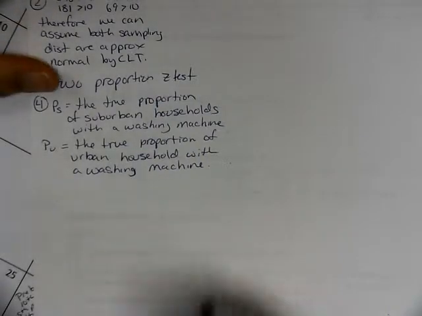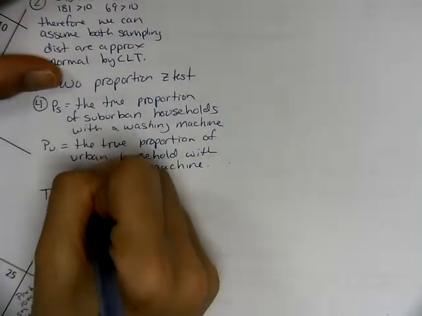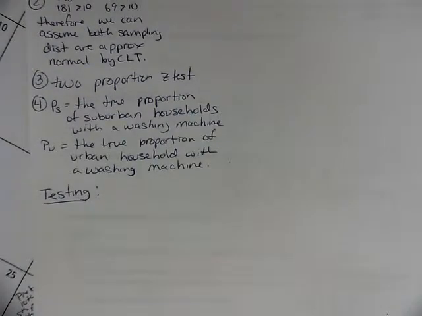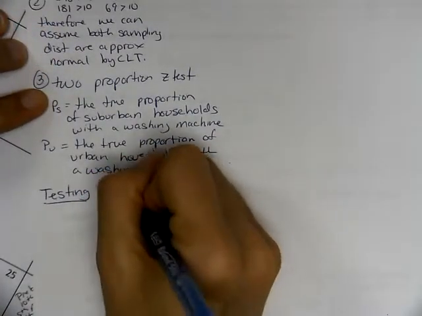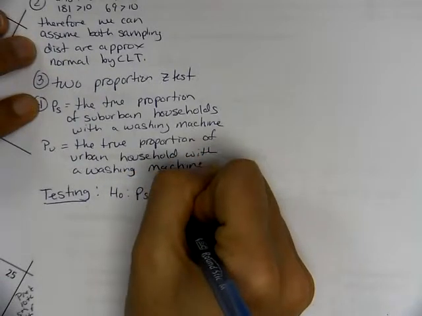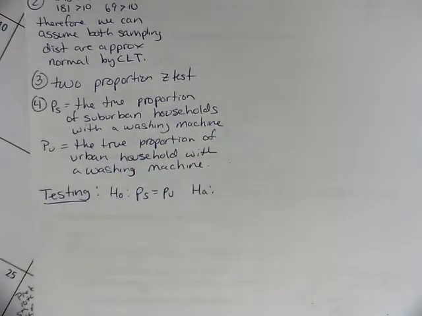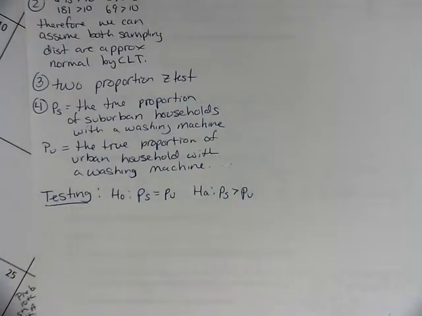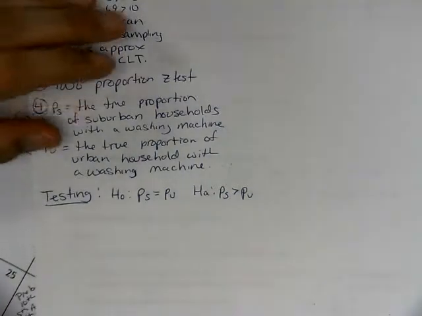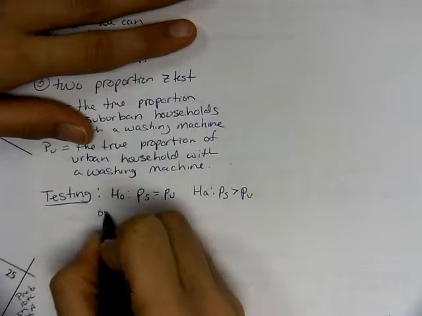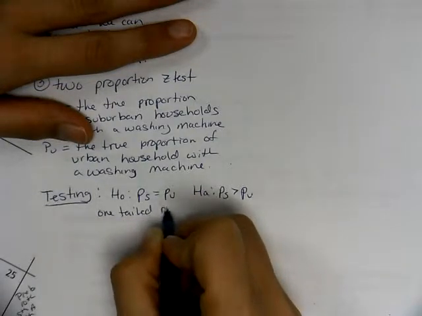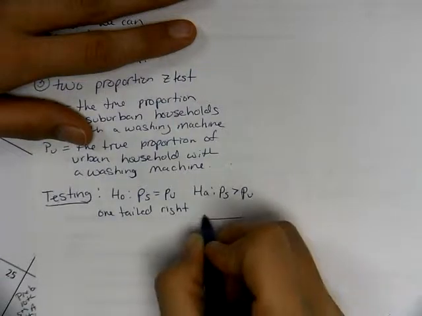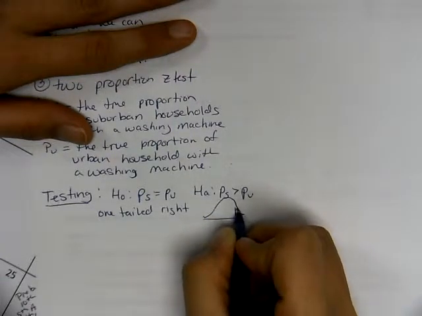So for our testing, the null hypothesis is that the two proportions are equal. For the alternate, you've got to look at the question. It's saying the proportion of households with a washing machine was higher for suburban than for urban. So we want P sub S to be greater than P sub U. So this is a one-tailed right test, because we're going to look at greater than.